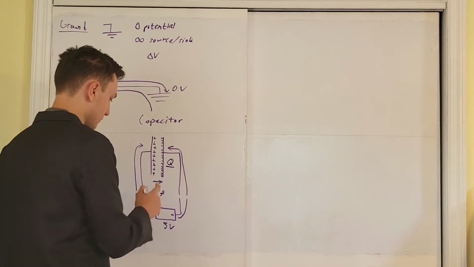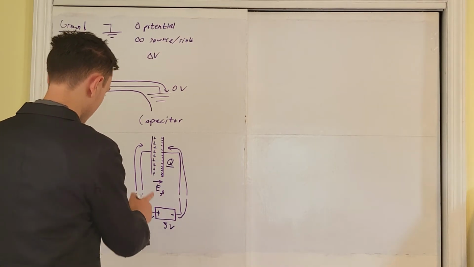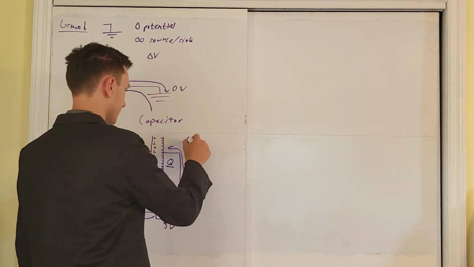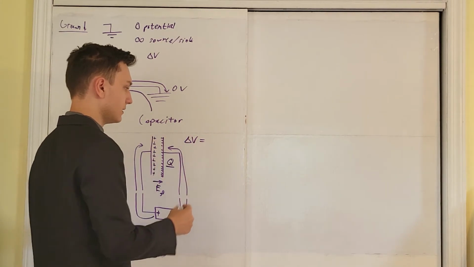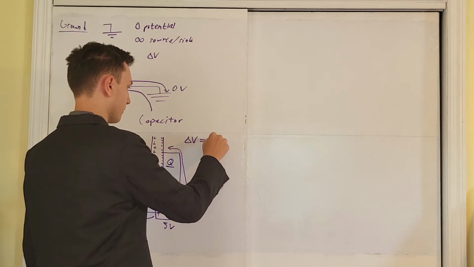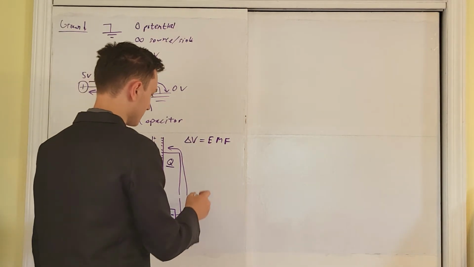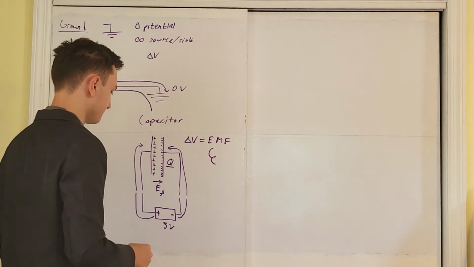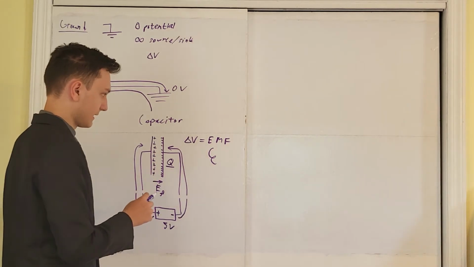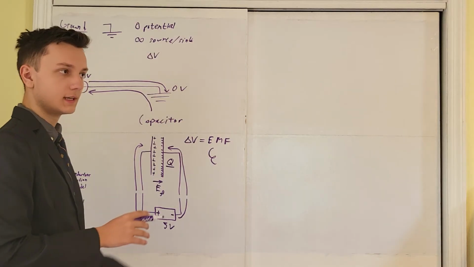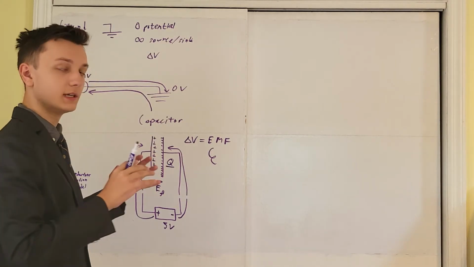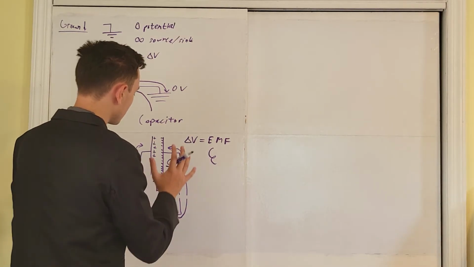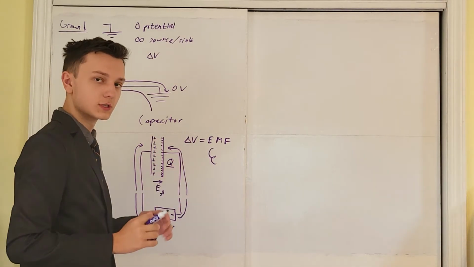Let's reanalyze what the potential difference means in this case. Potential difference, delta V, is often denoted as electromotive force. Electromotive force, the symbol is the capital epsilon, and there's a reason for that. Electromotive force is interpreted in circuits, in capacitors, as the force with which charges move through the circuit.